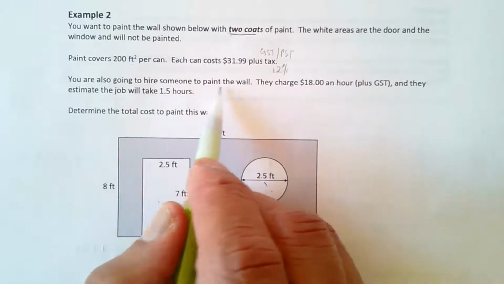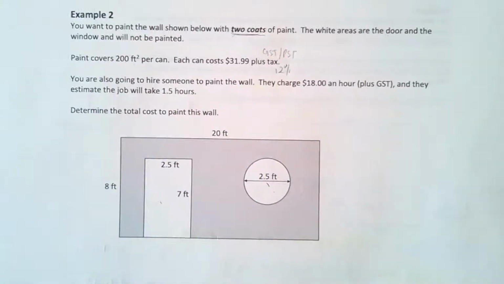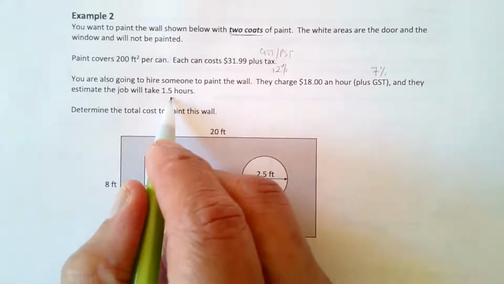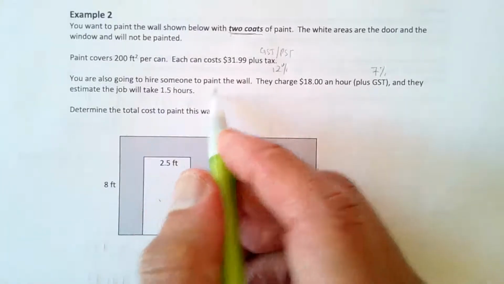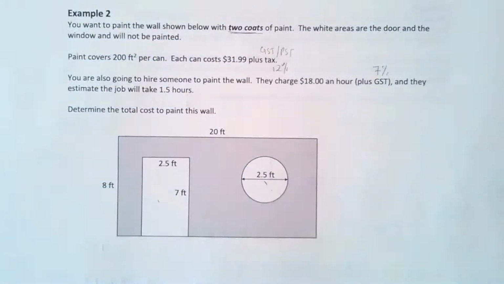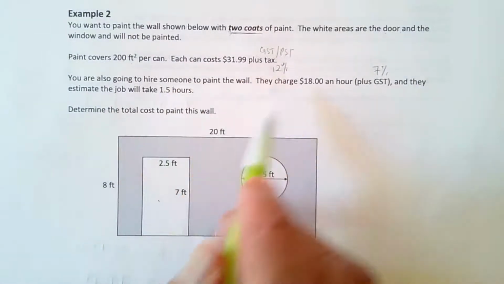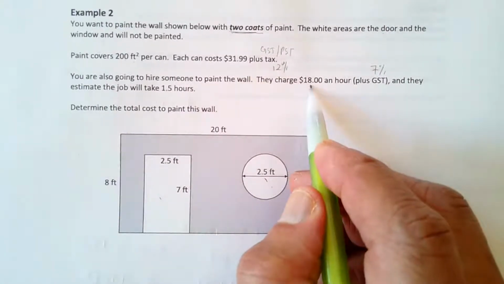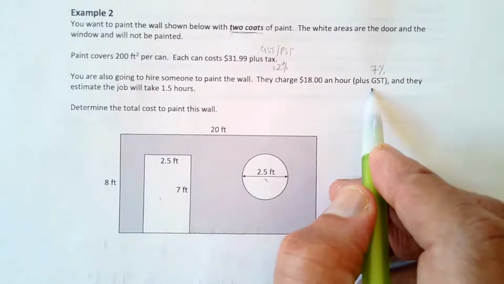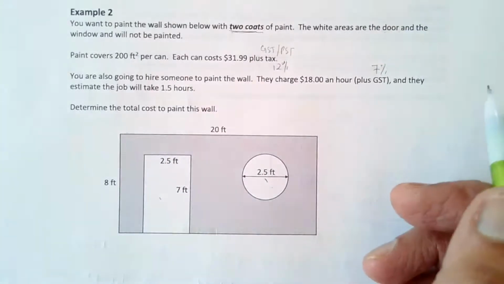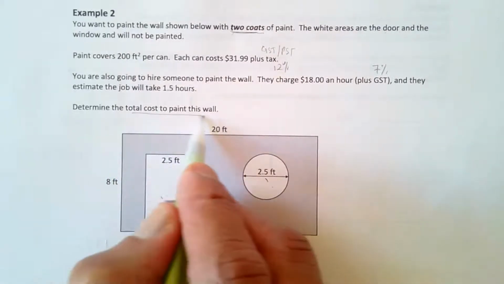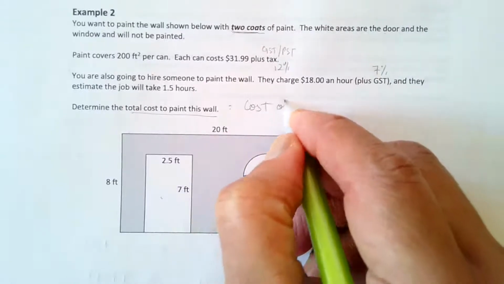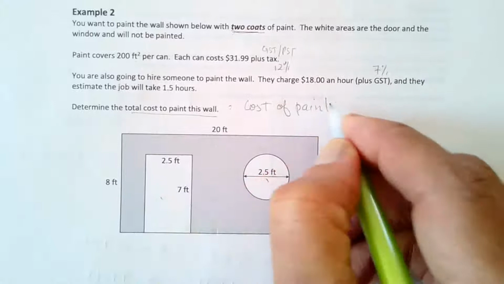You're also going to hire someone to paint the wall. They charge $18 an hour plus GST. Now, this is 7% tax. An estimated job will take 1.5 hours. So this is given to you. Not much to calculate except the labor cost would be 18 times 1.5 plus your taxes. So the total cost is the cost of paint plus labor.